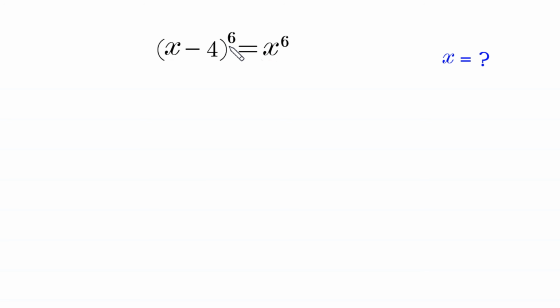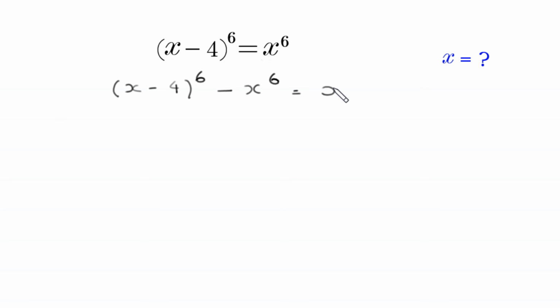(x − 4)^6 = x^6. We need to find all possible values of x. So let's start by moving this x^6 to the left hand side. Then this equation will become (x − 4)^6 − x^6 = 0.